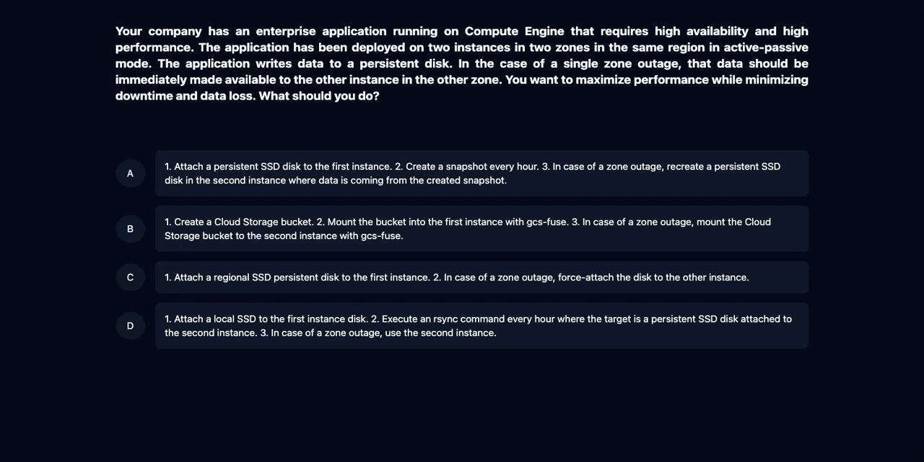Option D. 1. Attach a local SSD to the first instance. 2. Execute an rsync command every hour where the target is a persistent SSD disk attached to the second instance. 3. In case of a zone outage, use the second instance.